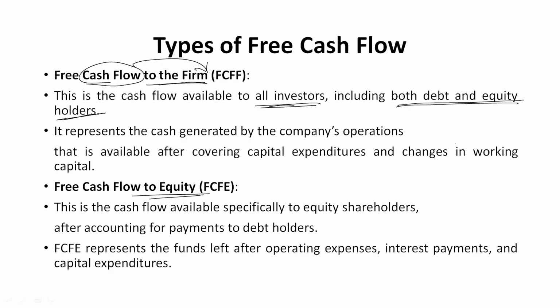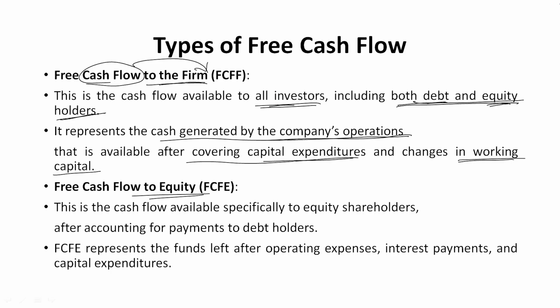Okay, so this is the money which the company has generated by means of its normal operations, and it is calculated after covering all capital expenditures or any working capital requirements which the company has. So after meeting all these expenses, whatever is left with the company can be used either to pay back the debt or buy back the equity shares. So that is free cash flow to firm.